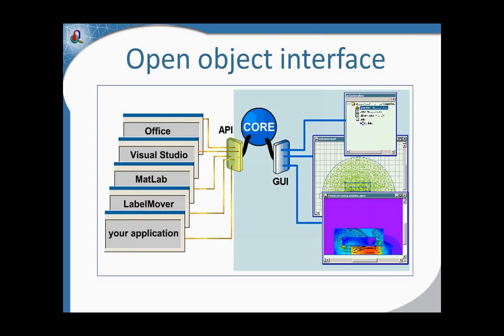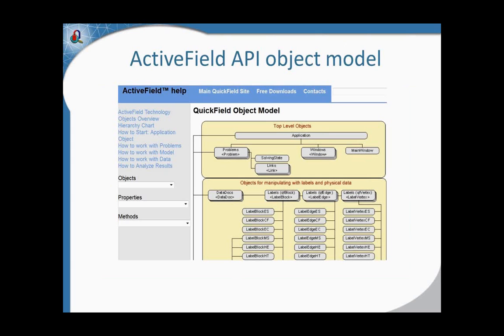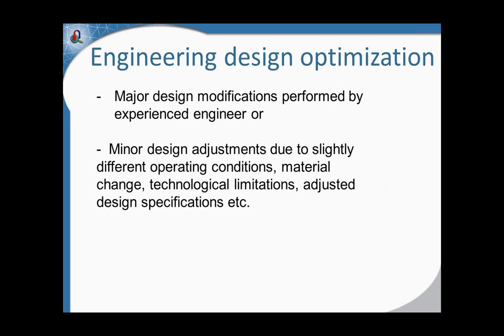The ActiveField API is part of all QuickField editions, including the Free Student Edition, and is explained in detail with many examples on our website. This application interface allows automation of any repetitive tasks, and optimization is obviously one of such tasks. Let us discuss what types of engineering optimization may be automated with QuickField. Roughly, we may separate two classes of optimization projects.